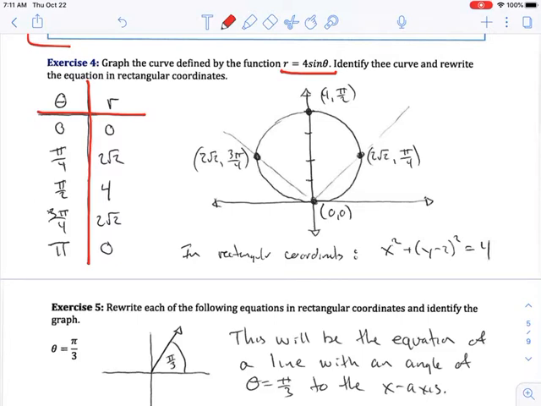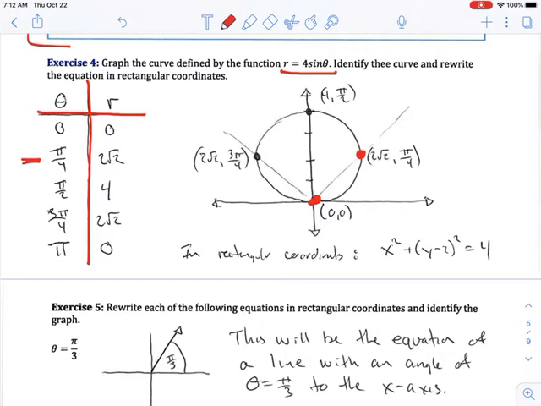So I started off with 0, which is right at the origin, 0, 0. That would be an angle of 0, and that consequently has a radius of 0. When you plug in theta, you get radius is 4 times the sine of 0. Well, the sine of 0 is 0, times 4 is 0. Then at pi over 4, which is right here, plugging pi over 4 into sine, the sine of pi over 4 is radical 2 over 2. And 4 times radical 2 over 2 is 2 radical 2.